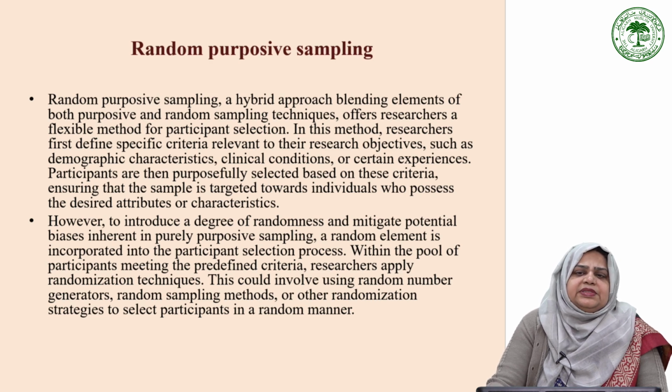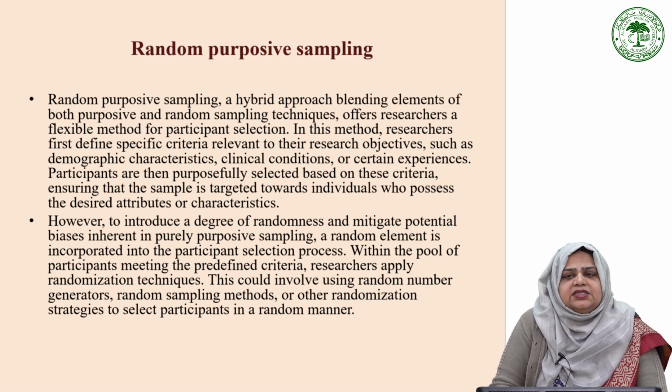By combining purposive and random sampling, researchers can create a sample that is both targeted and diverse. This allows them to gather data from individuals who possess the specific characteristics or experiences that are relevant to their research, while also ensuring that the sample represents a broader population. Random purposive sampling provides researchers with flexibility in participant selection, enabling them to tailor their sample to the unique requirements of their study.